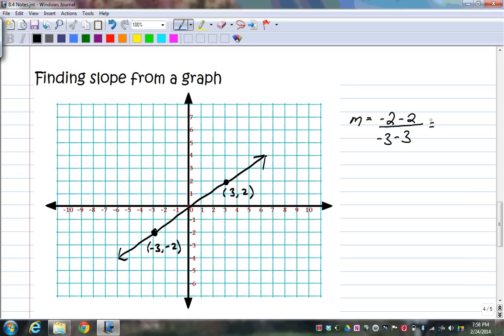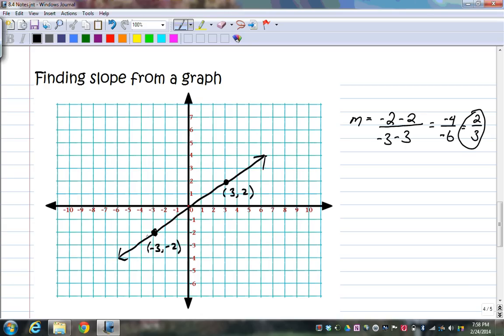Negative 2 minus 2 would give you a negative 4, and negative 3 minus 3 would give you a negative 6, and this is 2/3. And it's positive like we expected it to be, okay? Now, that's one way to do it, because that's from the points. But when you have a graph, you don't have to do it that way.